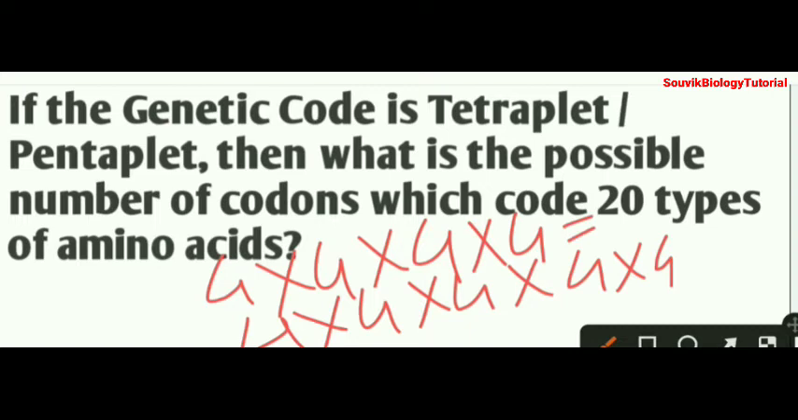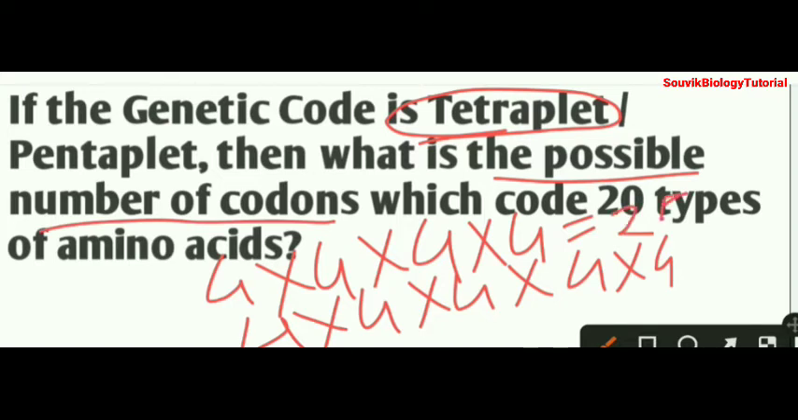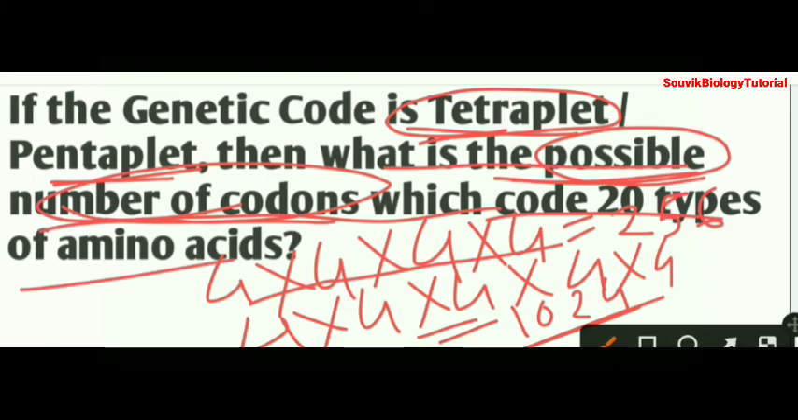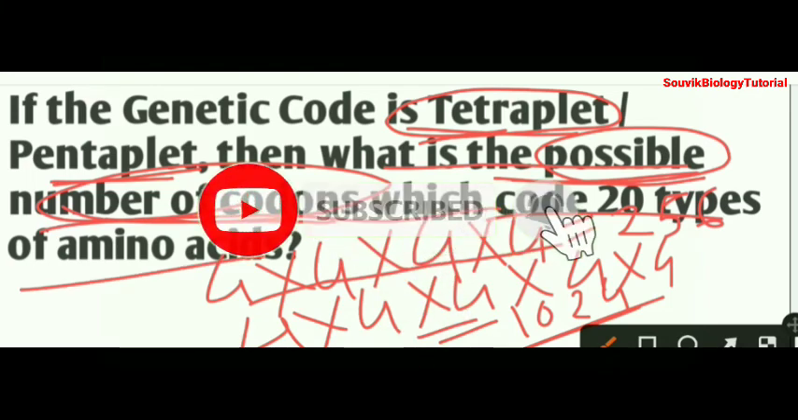Okay, so if the genetic code is tetraplet, the possible number of codons will be 256, 4 into 4 into 4 into 4, and if the genetic code is pentaplet, then the possible number of codons will be 1024. Okay, this is the answer. In this way you can solve this possible number of codons. If the genetic code is tetraplet or pentaplet, then what will be the possible number of codons which code 20 types of amino acid? In this way you can solve this type of questions.